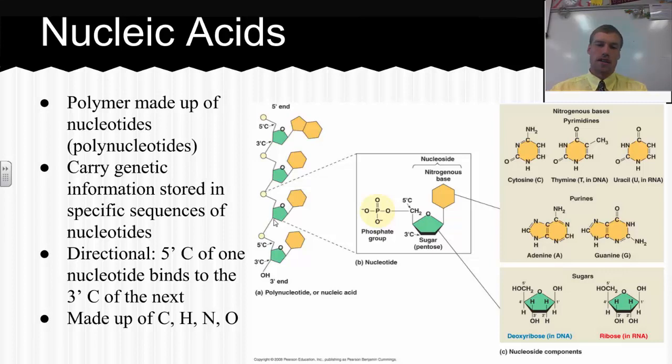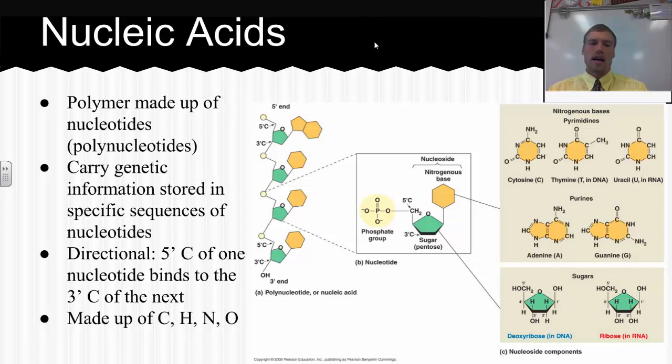It's very important that you understand the directionality and where it comes from when we talk about nucleic acids. Nucleic acids are made up of carbon, hydrogen, nitrogen, oxygen, and this should say phosphorus. I think the phosphorus got cut off by the picture. But they definitely have phosphorus in them because we've got a phosphate group, and the presence of that phosphate group is a distinguishing factor of nucleic acids.